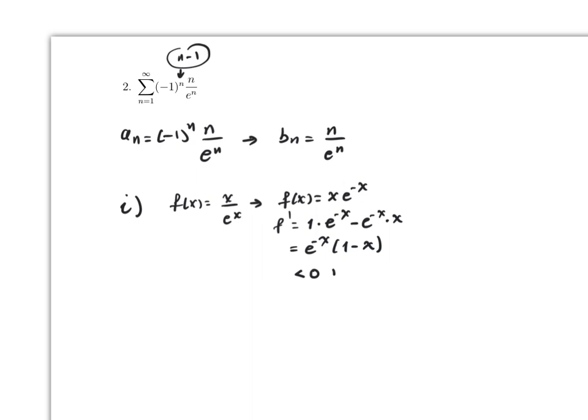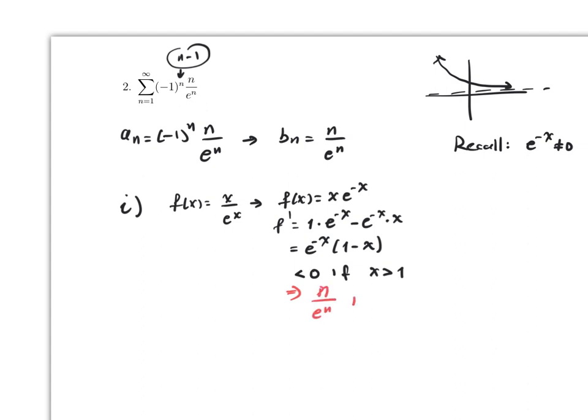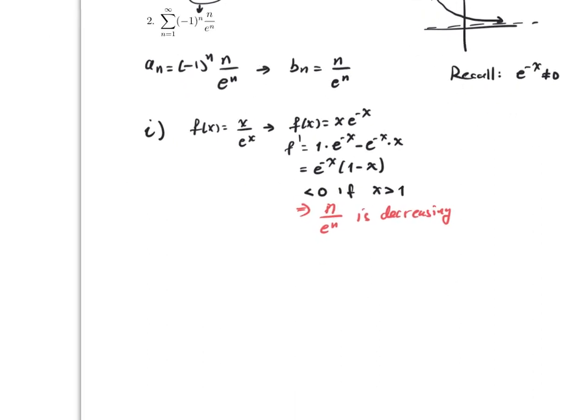This will be negative if x is bigger than 1, which is the case because we're going from 1 to infinity. Why? Because, recall, e to the minus x is never equal to 0. The reason is that the graph looks like this, so it never crosses this line. That shows that it is decreasing. So this implies that n over e to the n is decreasing. There are other ways to show this, but by far this is the easiest way.